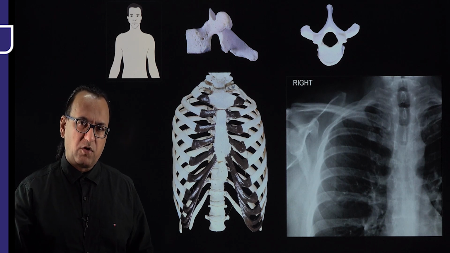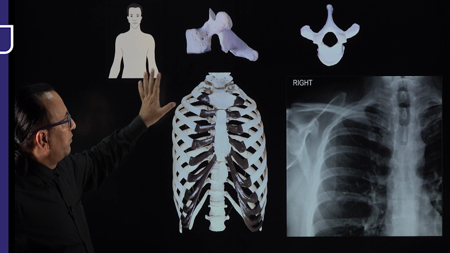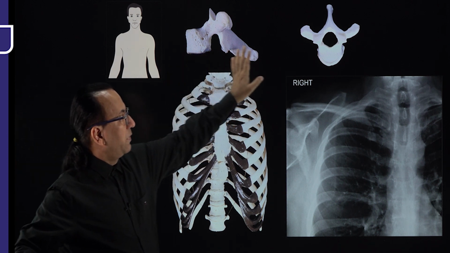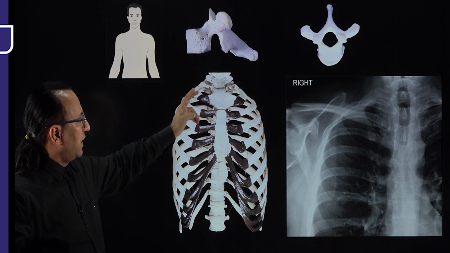We are now starting on the thorax region, and there we want to talk about some of the bones and the joints, like we can see here the thoracic vertebra and then the ribs and the sternum.